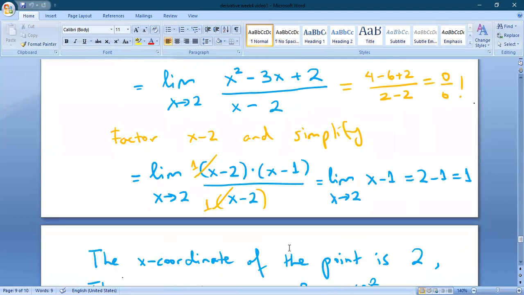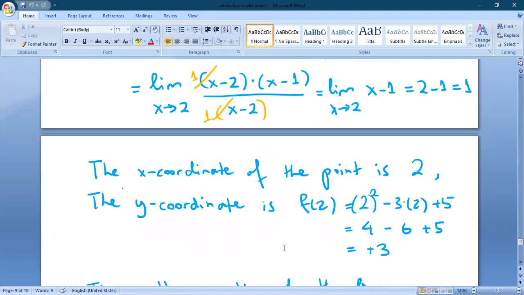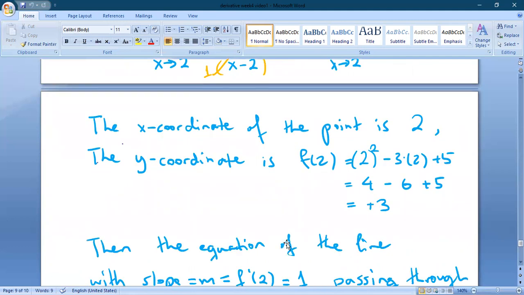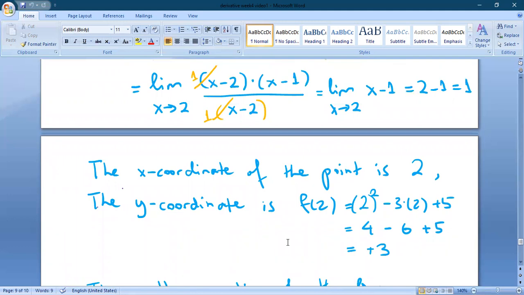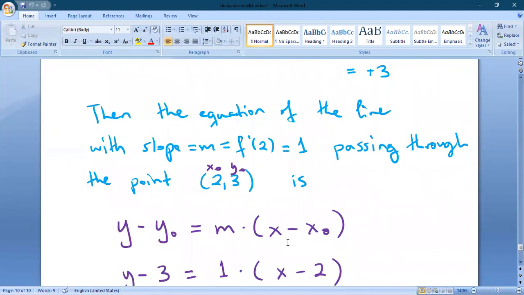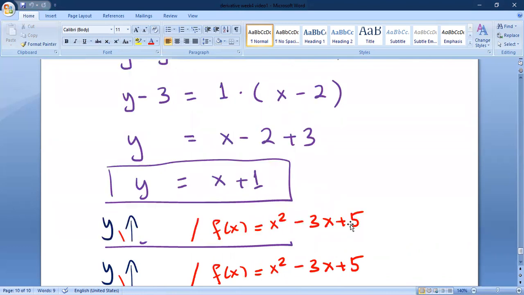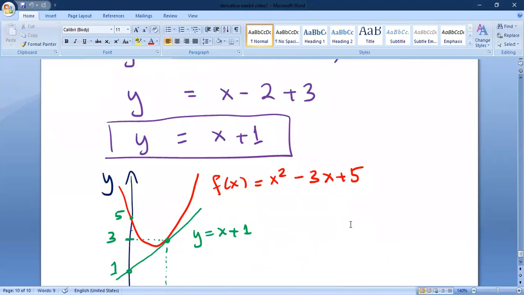So we know now the slope of the tangent line, which is equal to 1, and the x-coordinate of the point is already 2. What is the y-coordinate? That's f of 2, which is 3. So now we know the point and the slope. Slope is 1. Coordinates of the point are (2, 3). So then we can just write the equation of the line with slope 1 passing through the point (2, 3), which is y minus 3 equals 1 times (x minus 2). And if we simplify, it will be equal to y equals x plus 1.